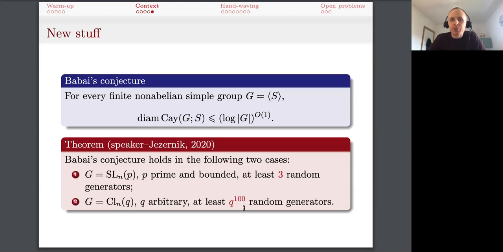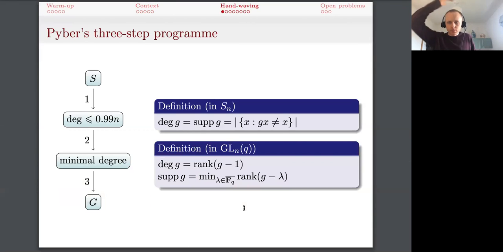Okay, so all right, I want to give you an idea of what you can do to prove something like this. There's this program that we call Pyber's program, which is a way of breaking down the problem. Pyber's program says you should think of Babai's conjecture as consisting of 3 separate problems.